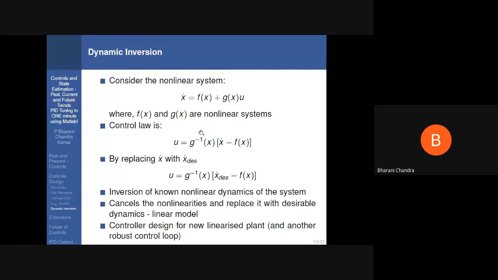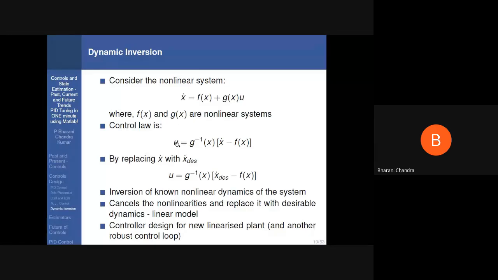And dynamic inversion is another such control technique. Till now, what we discussed is basically linear controls or linear state estimators, where I assumed that x dot equals Ax plus Bu, where A and B are constant matrices. If A and B are functions of states, then I can represent them as x dot equals f(x) plus g(x) times u, where f(x) and g(x) are nonlinear.